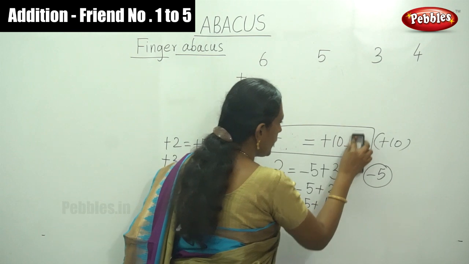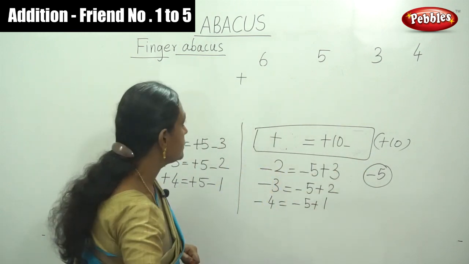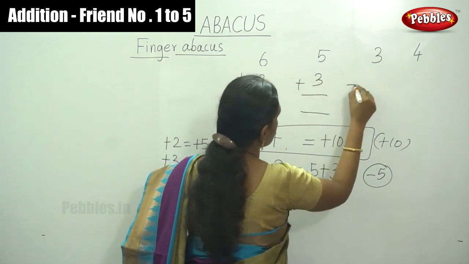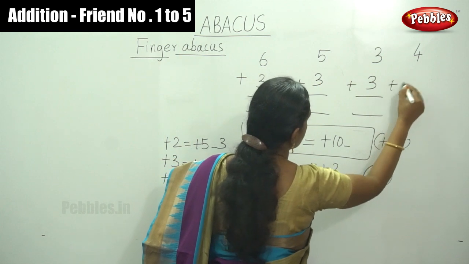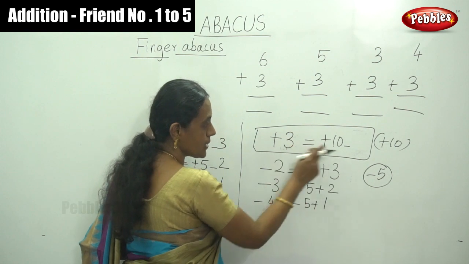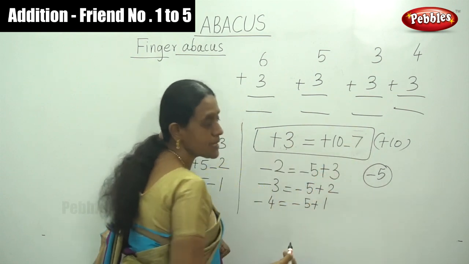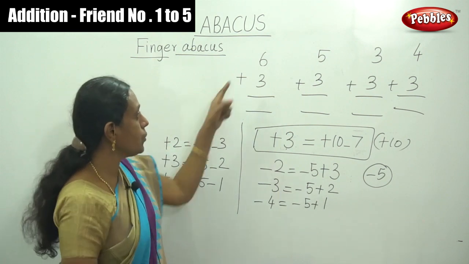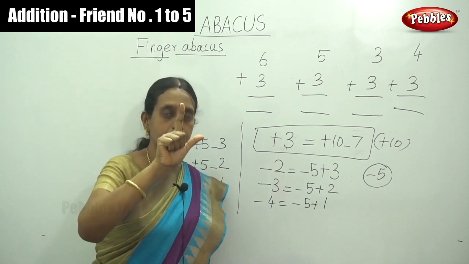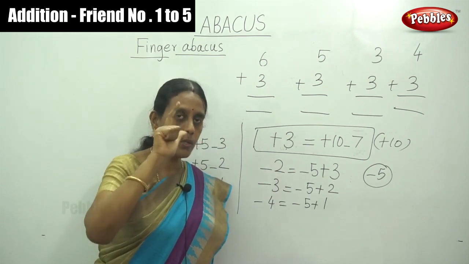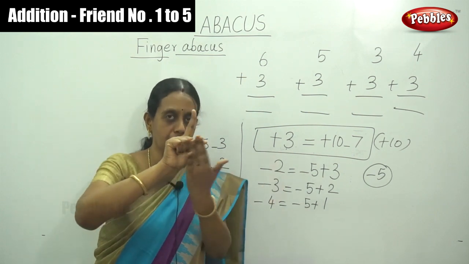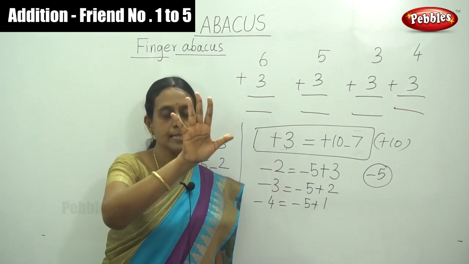And change this formula. Plus 3, here itself, plus 3, so plus 10, what's the friend number of 3, children? That is 7. So first sum, that is 6 plus 3 here itself. No need of formula because here itself the 3 fingers, so plus 3, answer is 9.